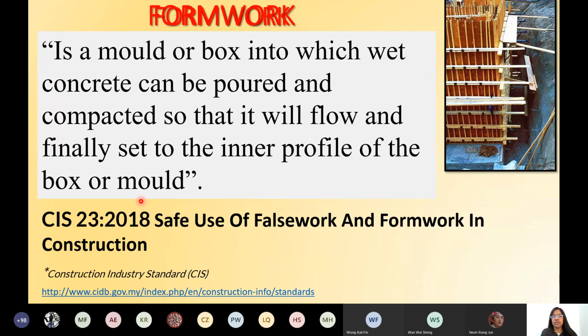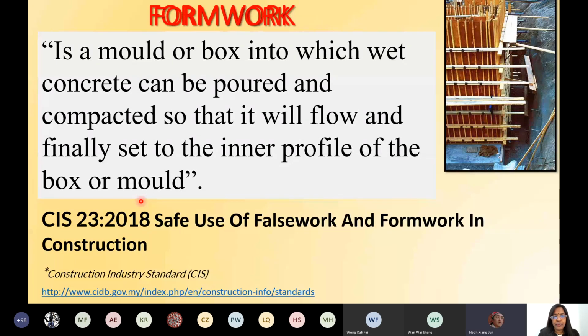So many formwork. Okay, what is a formwork? It is a mold or box into which wet concrete can be poured and compacted so that it will flow and finally set to the inner profile of the box or mold. It is a mold or box which can be used for pouring concrete, and this has to be there until the concrete is set. Don't remove this the next day. What is the time duration for curing for concrete? M15, 1:2 grade. Any idea?